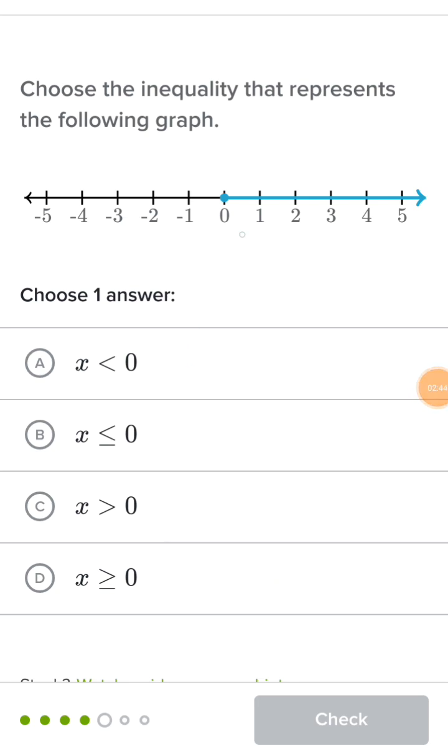So now we have a graph. All the numbers are greater than 0 because it's to the right. Since the circle is closed in, it can also be equal to 0. Since it's shaded in, it can be equal to 0. So this is x is greater than or equal to 0.